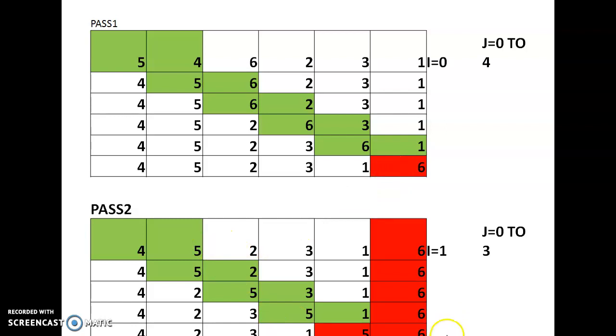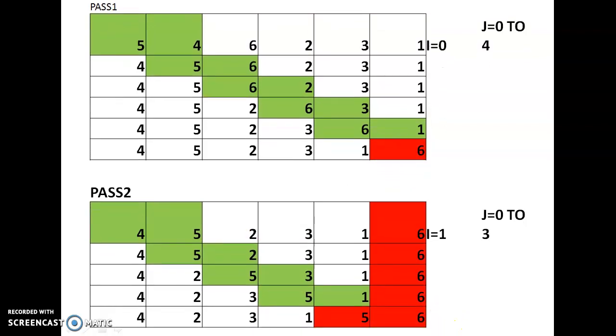In the next pass, once again the same process is repeated. The first two elements 4, 5 are compared. There was no change, so the elements stay like that. Next 5, 2 are compared, because 5 is greater than 2, 5 is swapped with 2. Next, I am comparing 5 and 3, because 5 is greater than 3, 5 and 3 are swapped. Next, I am comparing 5 and 1, because 5 is greater than 1, the elements are swapped and 5 comes to its position. So at the end of the second pass, the second largest element came into its position.